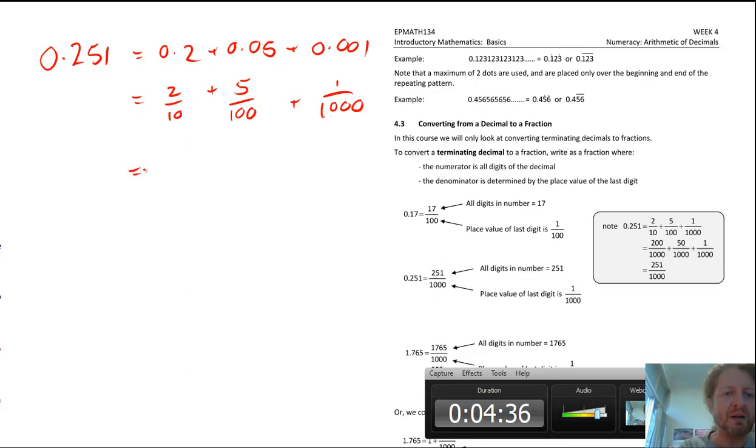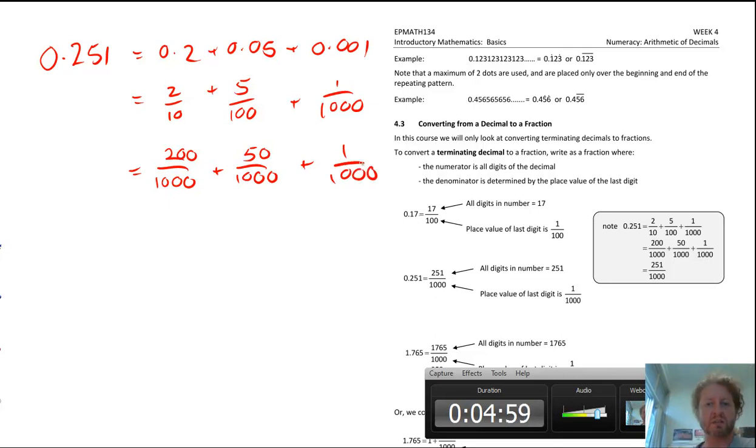And now if I wanted to add them up, going back to fractions, I give them the same denominator. I would want to times the bottom by 100 to make it into 1,000, so I'll times the top by 100 as well. So it becomes 200 on 1,000. The 5 on 100, let's times top and bottom by 10. And let's leave the last one alone. So now they've all got 3 zeros on the bottom, as in they've all got a denominator of 1,000. If I add them up now, I can call it 251 on 1,000.